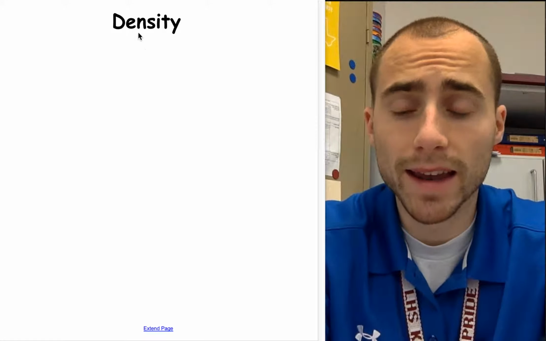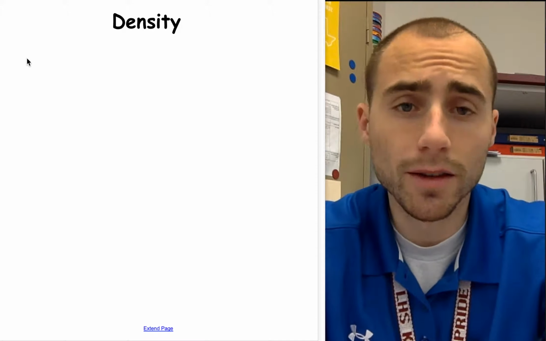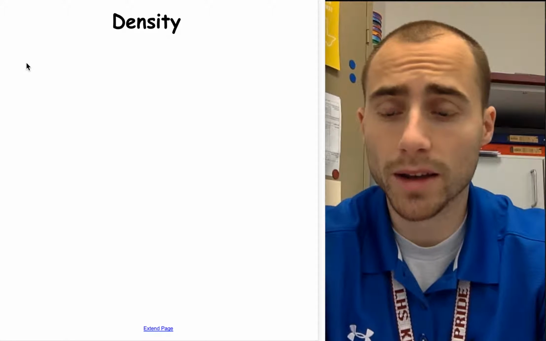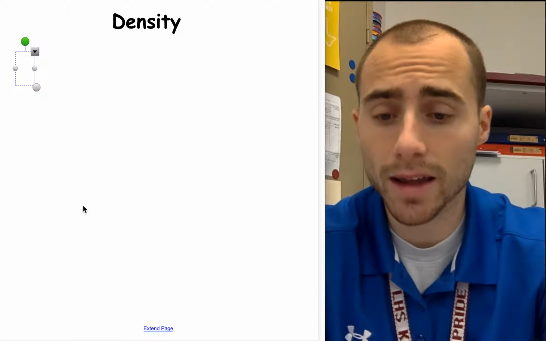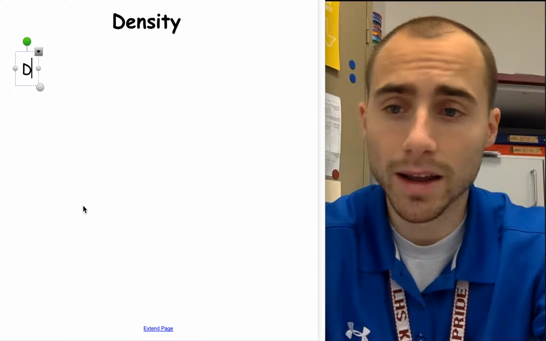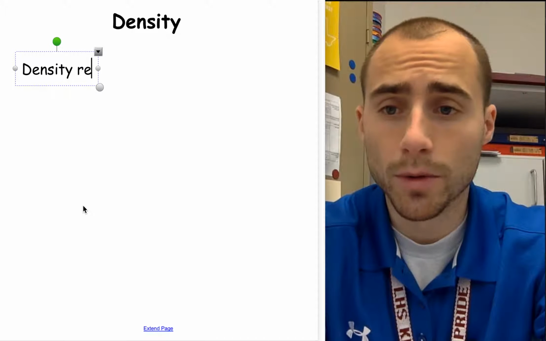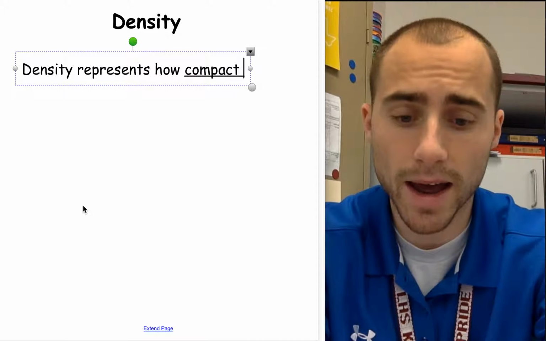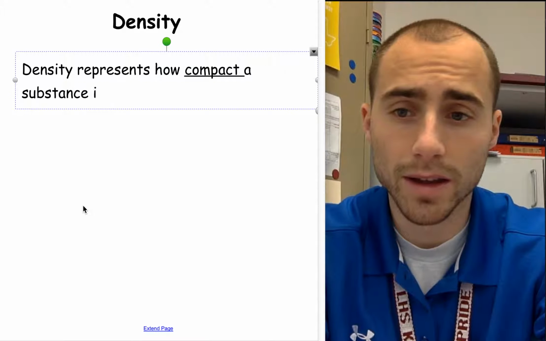Today we are going to look at density. Density is a key concept in chemistry. I'm sure many of you have probably heard of it before, but we're going to get into a little more detail with density today. So starting off, we're just going to define density. What is density? Density essentially represents how compact, keyword, how compact a substance is.